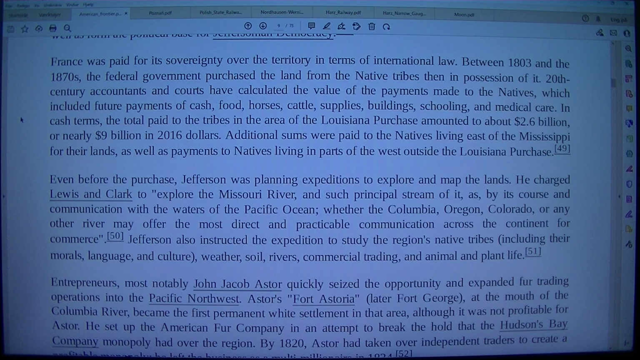In cash terms, the total paid to the tribes in the area of the Louisiana Purchase amounted to about $2.6 billion, or nearly $9 billion in 2016 dollars. Additional sums were paid to the natives living east of the Mississippi for their lands, as well as payments to natives living in parts of the West outside the Louisiana Purchase.